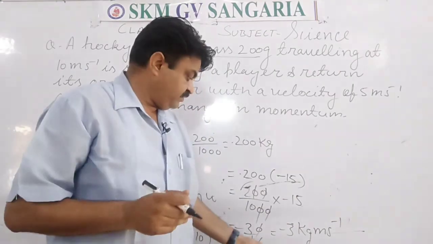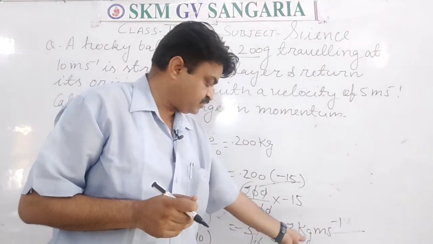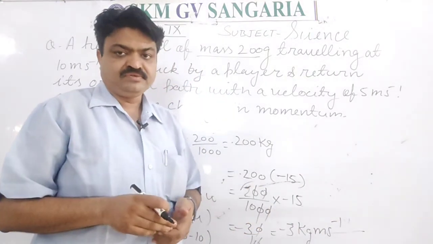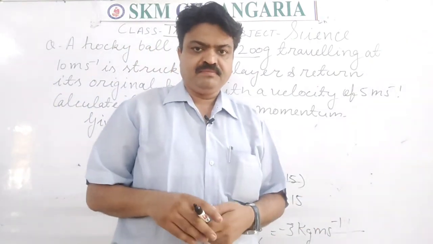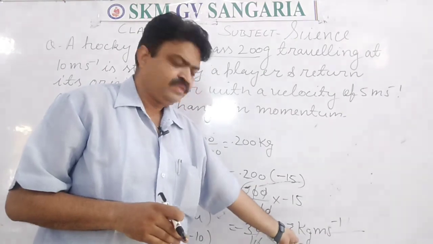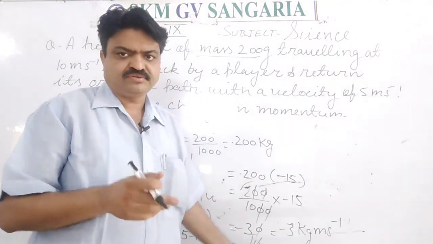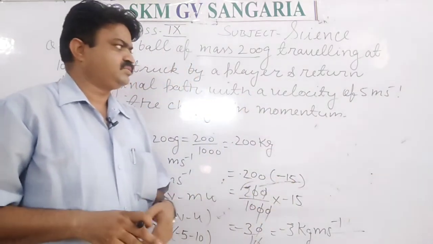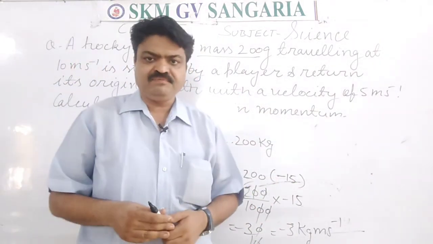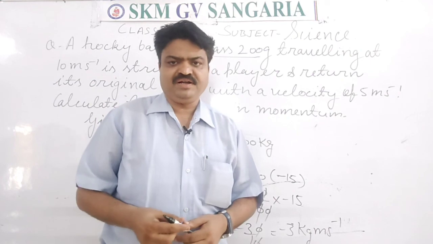You should always write the SI unit with the magnitude, student. So what is the SI unit of momentum? It is kilogram meter per second. So with the answer, you should write the SI unit. So it is about the numerical, student. Now you will try to solve them. Thank you very much and have a pleasant day.